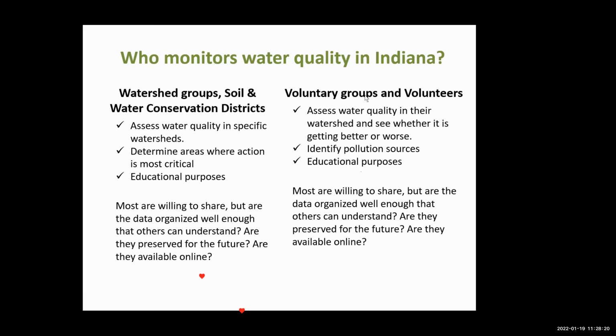And then as we look more broadly than that, there are all kinds of voluntary groups and volunteers who may be monitoring. So the Hoosier River Watch has a database. And so that's a possibility, but we have the same questions here. They may be willing to share, but are they organized well enough?